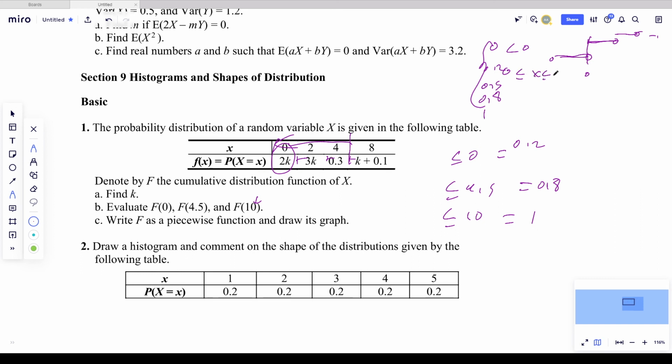0 and between 0 and 2. Don't put equal because you can put it in the next one. So 2 less than or equal to x less than 4. I want to put 3 so badly, I don't know why. 4 less than or equal to x less than 6. 6 less than or equal to x less than 8. And we're done basically. Or actually, no.